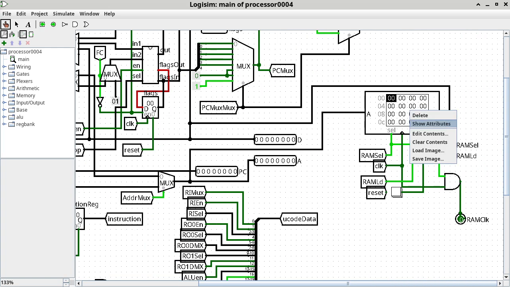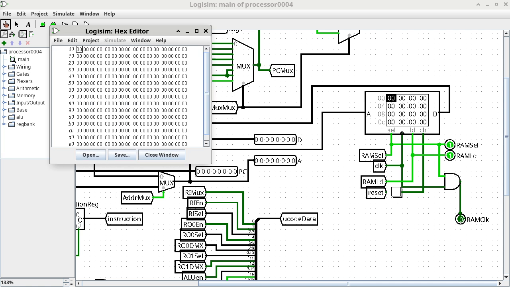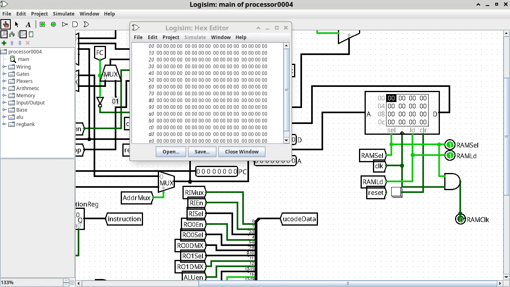In fact, if I right click here and edit content, it opens the window on the other side, but I can move it back here. There we go. Those are all the locations. Each 00 is a single byte, and these are all the available locations in RAM for this entire processor. 256.